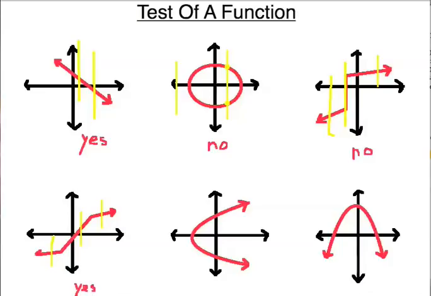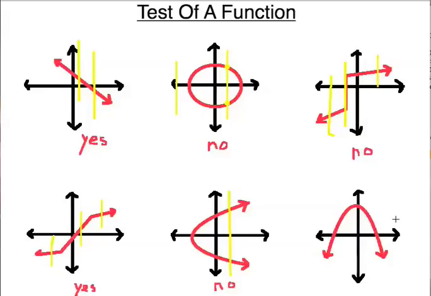Okay, next one. Pretty simple. Fails the vertical line test. Passes through more than one point right there. So it fails the vertical line test. I have to say no, it's not a function.